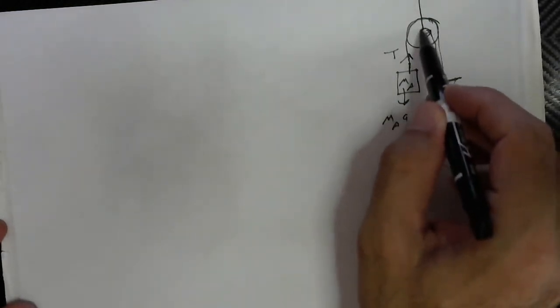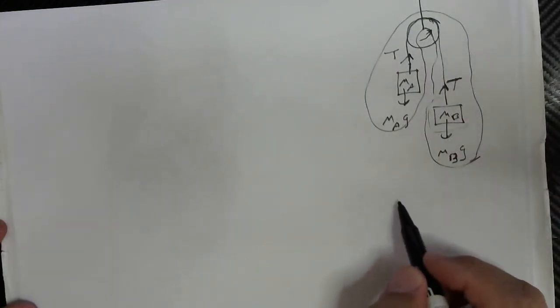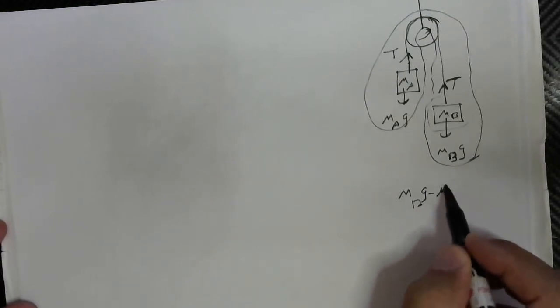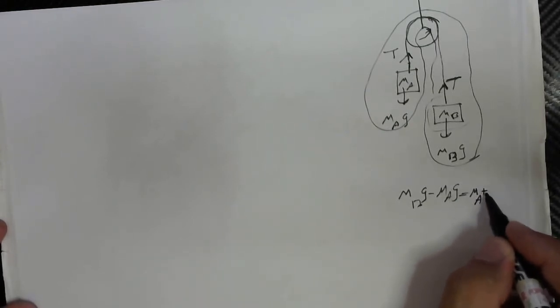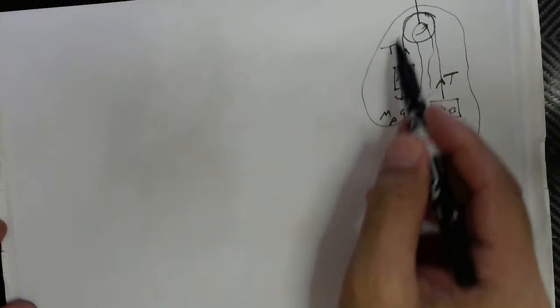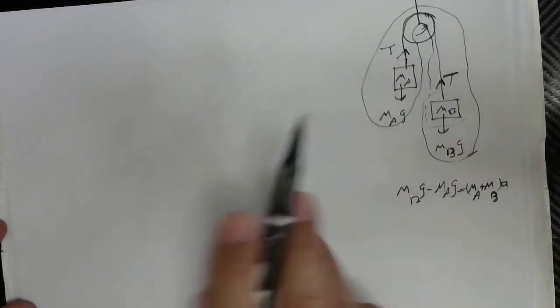And you could also consider the whole thing as a system. So basically the tension becomes the internal force. If MB is bigger, you can say MBG minus MAG is MA plus MB times A. That gives you the acceleration of the system, because tension is an internal force if you consider both as one system. But this is based on the ground that the pulley and the rope don't have any mass.